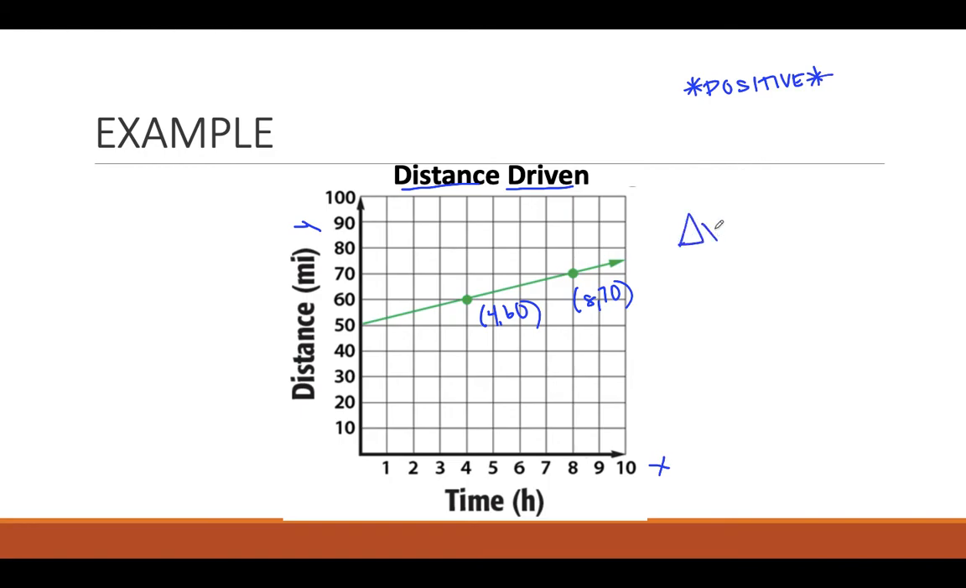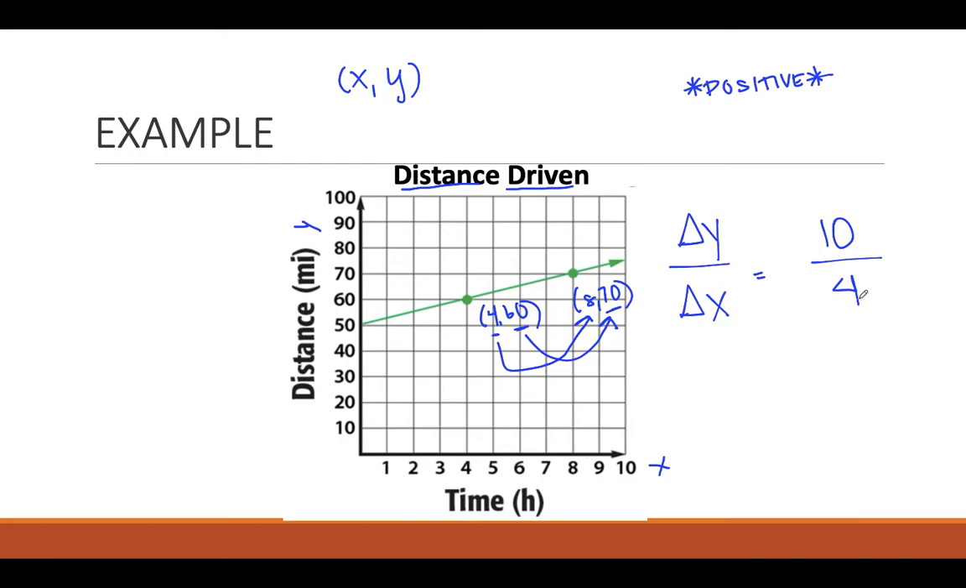All right, so we're going to write our ratio as the change in the y values over the change in the x values. So if I look at my y values, again, remember our ordered pairs, the x comes first and the y comes second. So 60 to a 70, that is an increase of 10. So our y values have a change of positive 10, or just 10. Our x values go from positive 4 up to positive 8. That is a change of a positive 4.